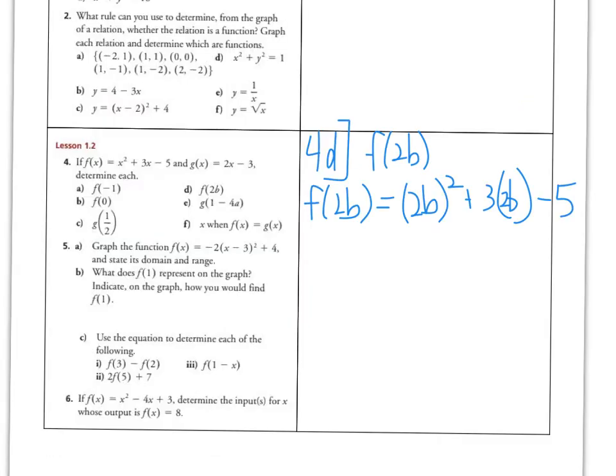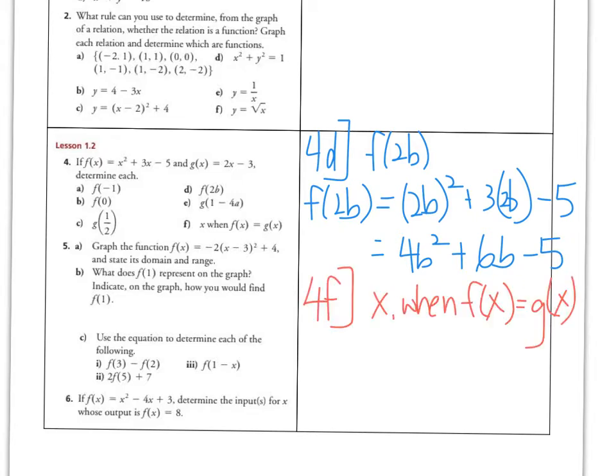In question number 4, you're given two functions, f at x and g at x. And so we have those two functions here. And I decided to do 4D. It's f at 2b. So what you're going to do is take that 2b and put it wherever there was an x before, and from there simplify. So in simplified form, the answer is 4b squared plus 6b minus 5.